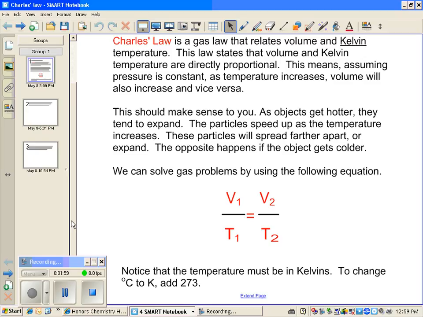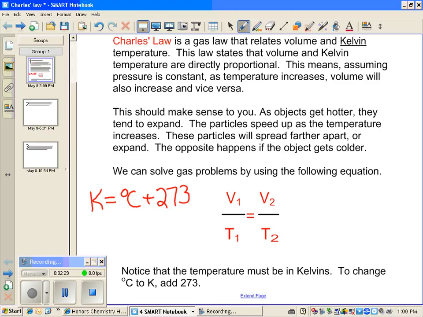So when you change this, here's what you do. You take whatever your Celsius is and add 273 degrees. Let me say that again. That's important. As a matter of fact, let me write it right here. If you're going to find Kelvin, you take your degrees Celsius plus 273 degrees. So 273 degrees is 0 Celsius? Yes, it is.